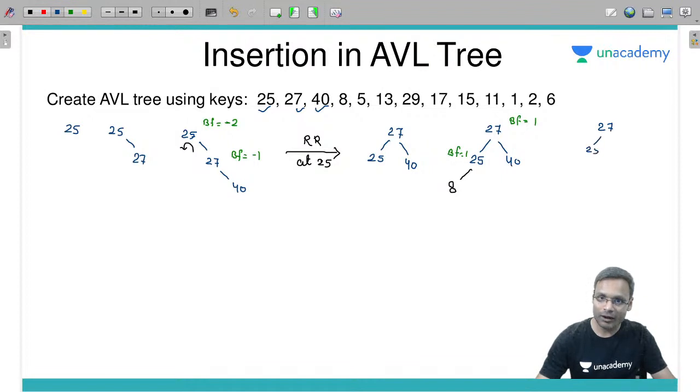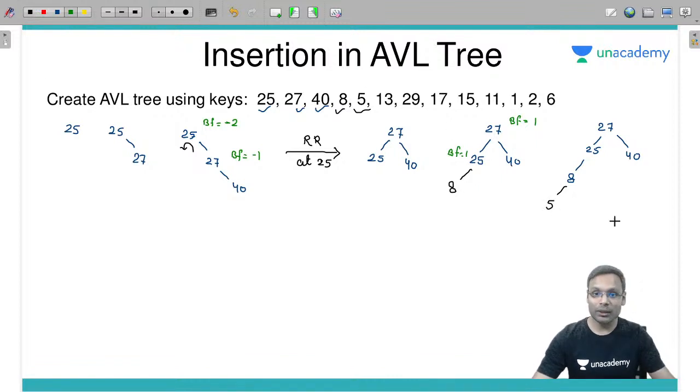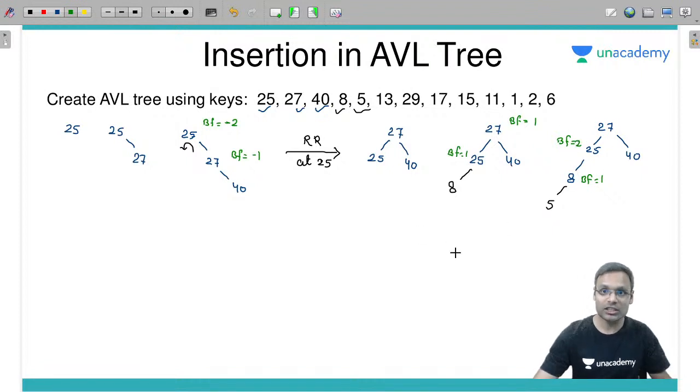27, 25, 8 and 40. This is the tree. It is a balanced one. In this you are going to insert the next node, which is 5. Where should 5 be inserted? Lesser than 25 and 27, here. If you are inserting 5 here, just check the balance factor at 8. What is the balance factor at 8? 1 minus 0, which is 1. What is the balance factor at 25? 2 minus 0, which is 2. You have an imbalance at 25.